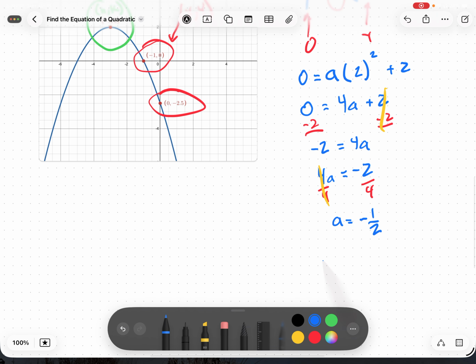So I'm going to write down y equals -1/2 times the quantity x plus 3, because we shifted to the left, squared. And then that vertical shift was +2. And this equation is the correct equation for this translated parabola that's shown in the picture.